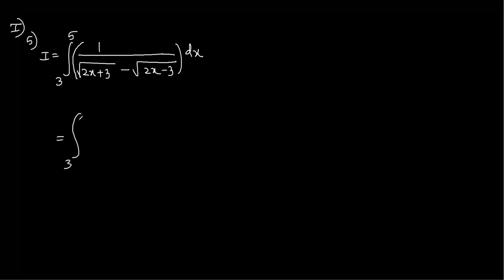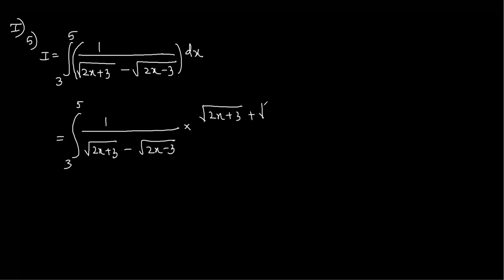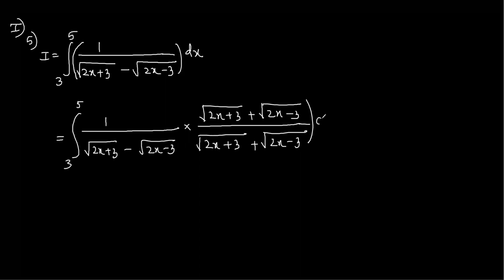I will suggest you start solving with me. So here, multiply by square root of 2x plus 3 plus square root of 2x minus 3 in both numerator and denominator. I am rationalizing the denominator, okay? And here we have square root of 2x plus 3 plus square root of 2x minus 3, dx.